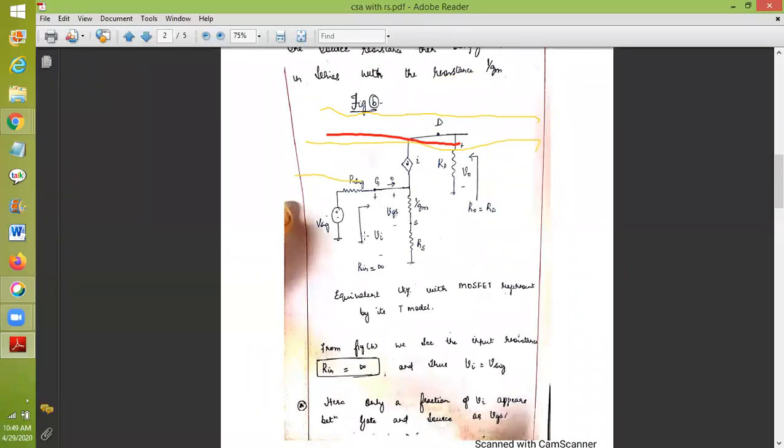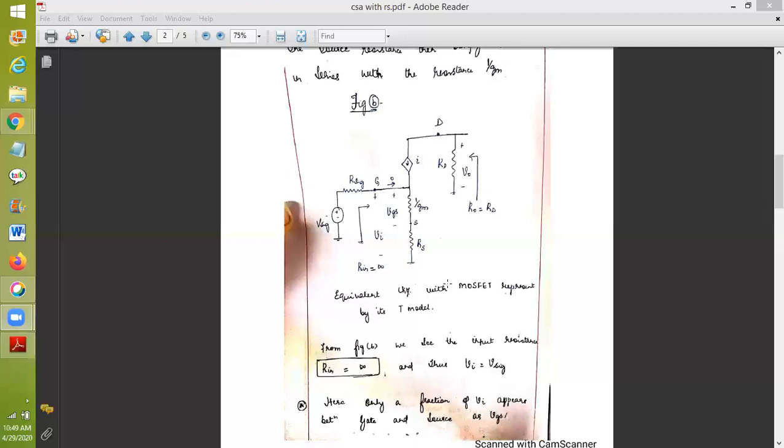Please erase this. To draw the T model, this is V signal, this is R signal. You are drawing the T model. Here you have the gate terminal, drain terminal and source terminal. I told you the current flows from drain to source, so I have to indicate a dependent current source here.